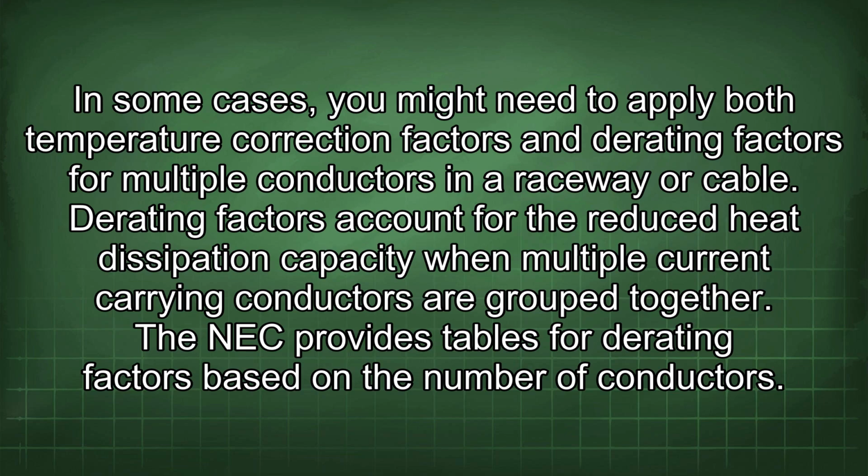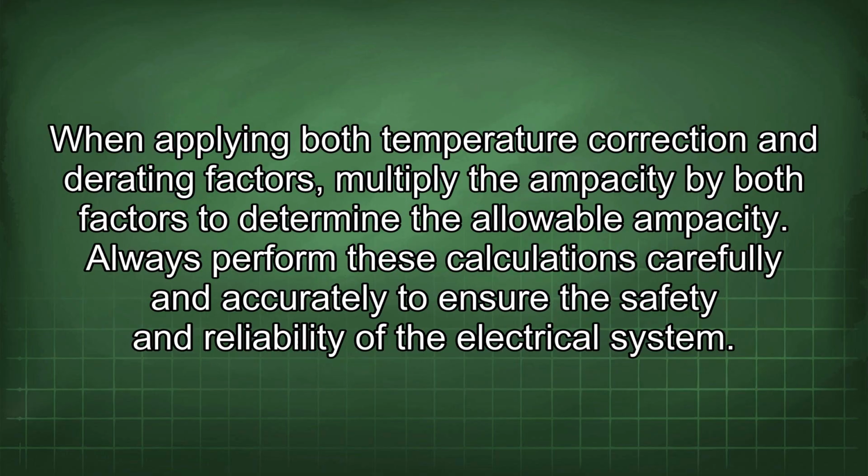In some cases, you might need to apply both temperature correction factors and derating factors for multiple conductors in a raceway or cable. Derating factors account for the reduced heat dissipation capacity when multiple current-carrying conductors are grouped together. The NEC provides tables for derating factors based on the number of conductors. When applying both temperature correction and derating factors, multiply the ampacity by both factors to determine the allowable ampacity. Always perform these calculations carefully and accurately to ensure the safety and reliability of the electrical system.